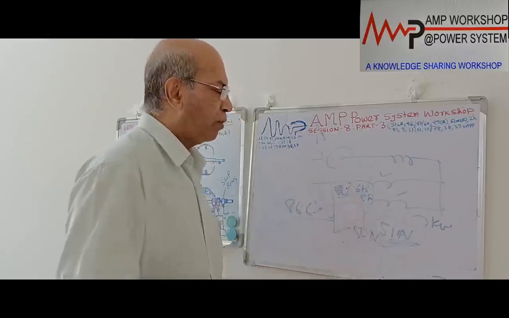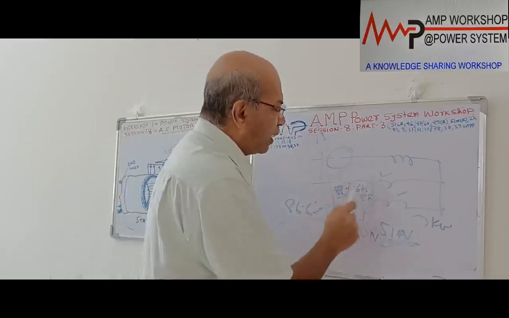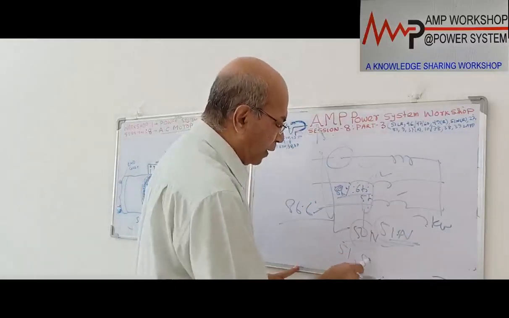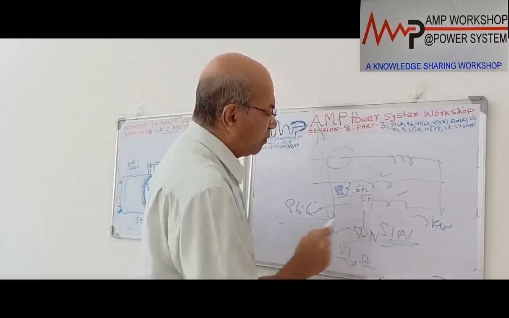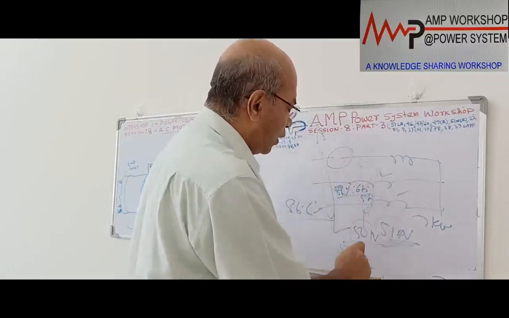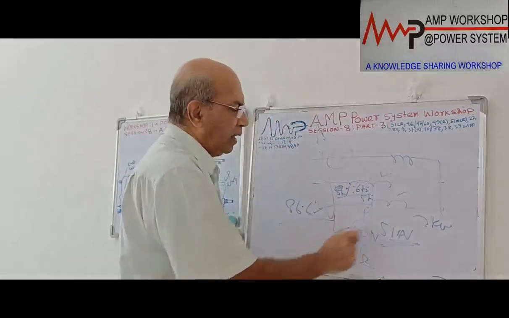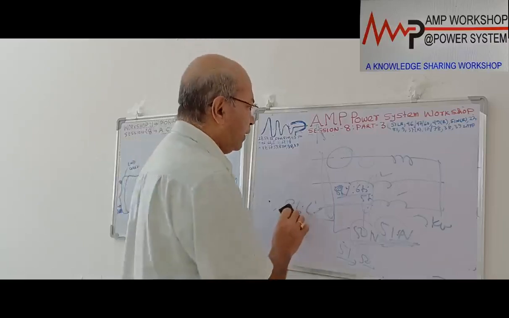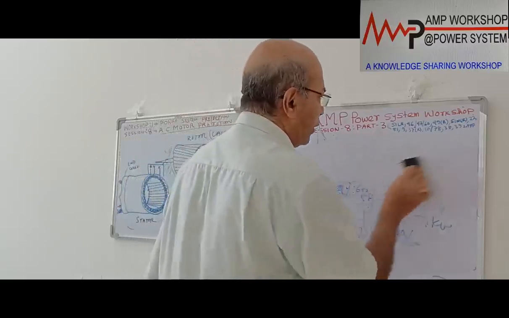So there are two steps of protection. Either the two-phase overcurrent relay 51 will operate, or the 50 may operate. Otherwise, the 50N protection provided by the CBCT can protect the motor from this unbalanced running condition. So this is for the locked rotor protection.